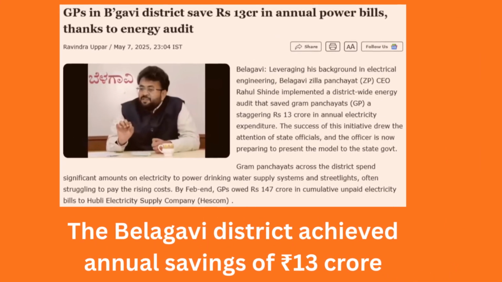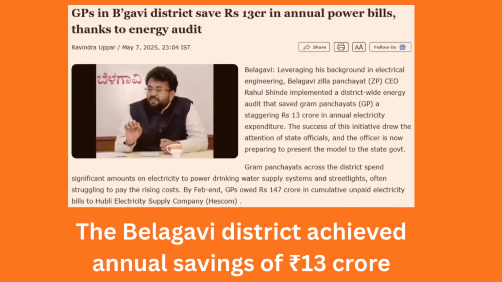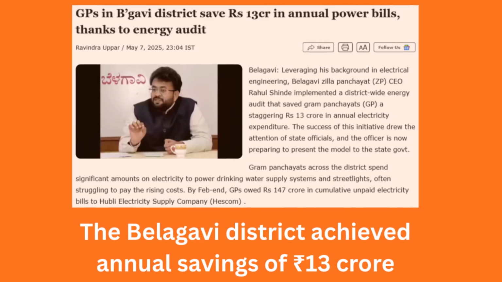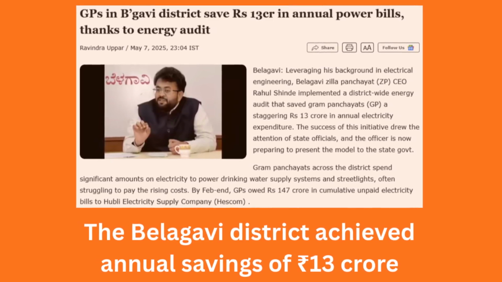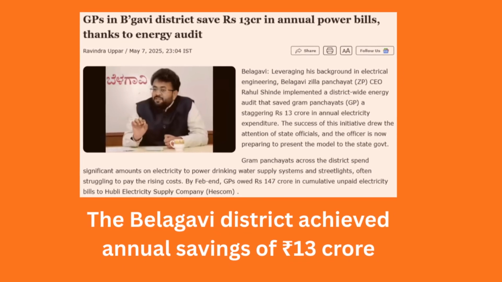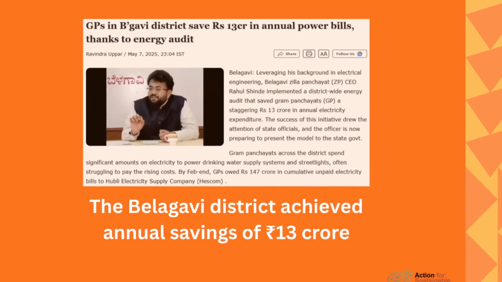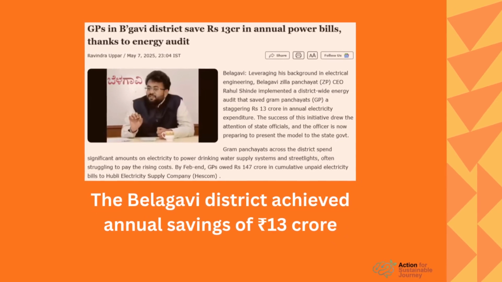Rupees 147 crore of electricity bill was outstanding in Belagavi district of Karnataka. The CEO of Zilla Panchayat was Mr. Rahul Shinde, who was an electrical engineer himself. He did an energy audit across 500 gram panchayats to reduce electricity costs and outstanding dues.